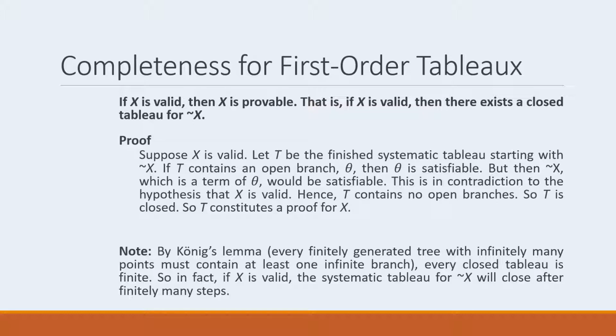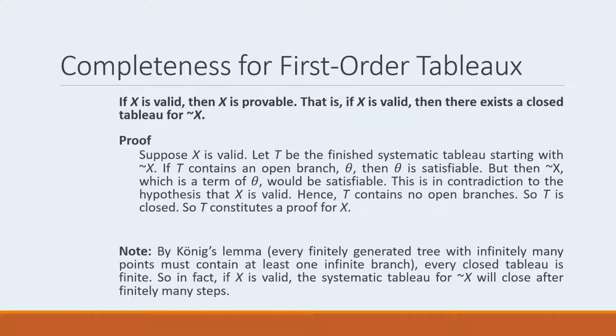If X is valid, then X is provable. That is, if X is valid, there exists a closed tableau for not X. Here's how the proof goes. Suppose that X is valid.